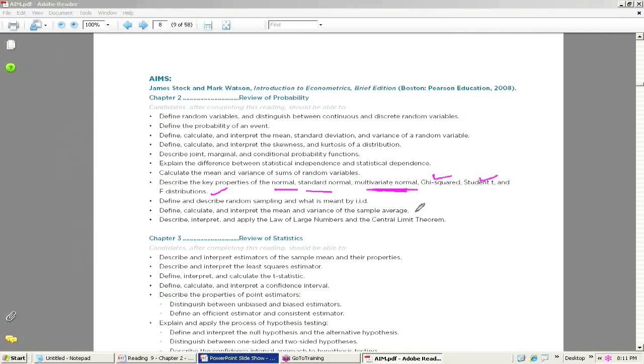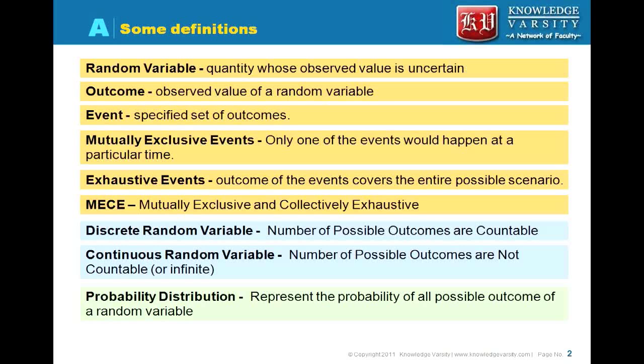So let's see some of the definitions in probability. What is a random variable? A random variable is a variable whose outcome we do not know. If you throw a coin, you do not know whether it will come head or tail. So we can say that the outcome of the throw of a coin is a random variable.